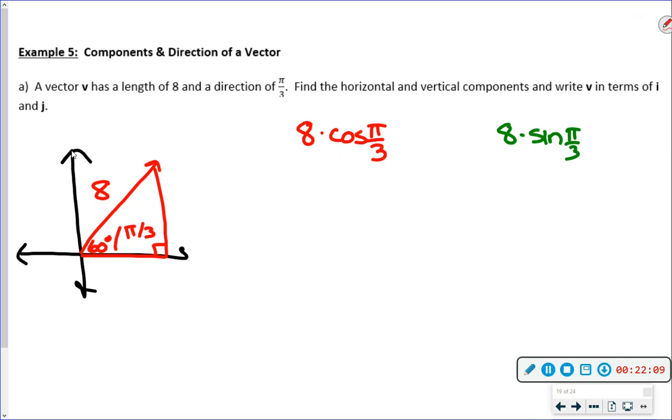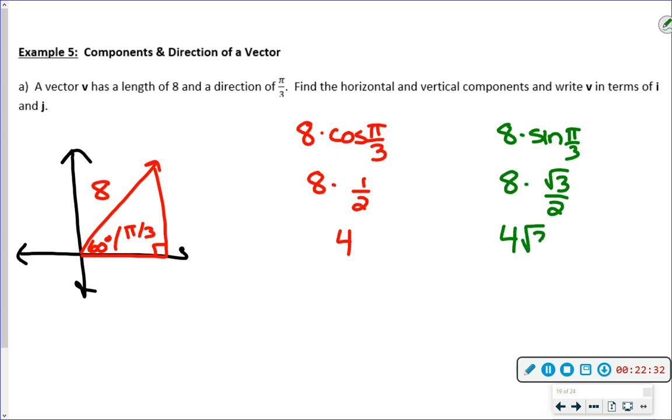So look on your unit circle, or maybe you just know it. What's the cosine of 60? Cos of 60 is a half, yep. So we're going to have 4. Sine, what's the sine of 60? We're at root 3 over 2. Good mathematicians that we are, we're going to reduce 8 over 2 down, right? No.